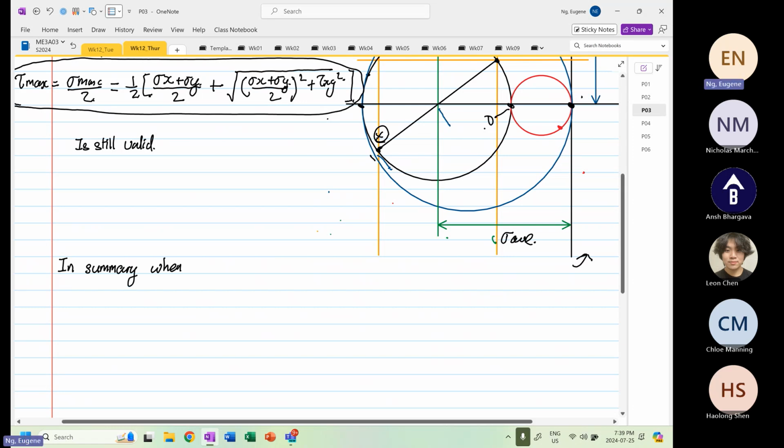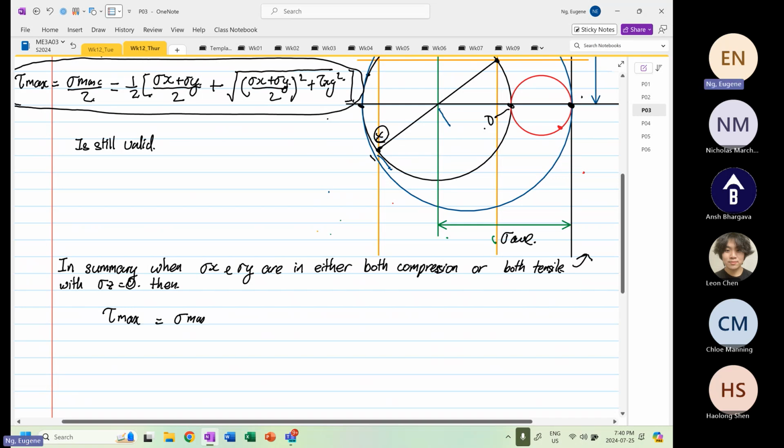when stress X and stress Y are both in compression, or both tensile, with stress Z equal to 0, then what will happen is tau max is equal to stress max, or stress mean, divided by 2.